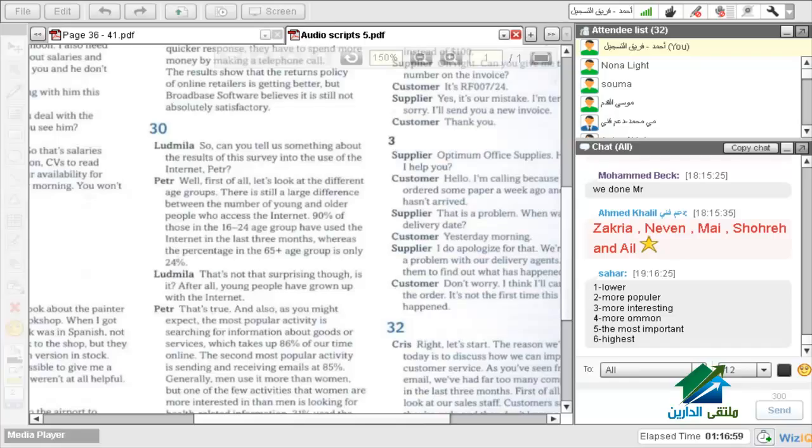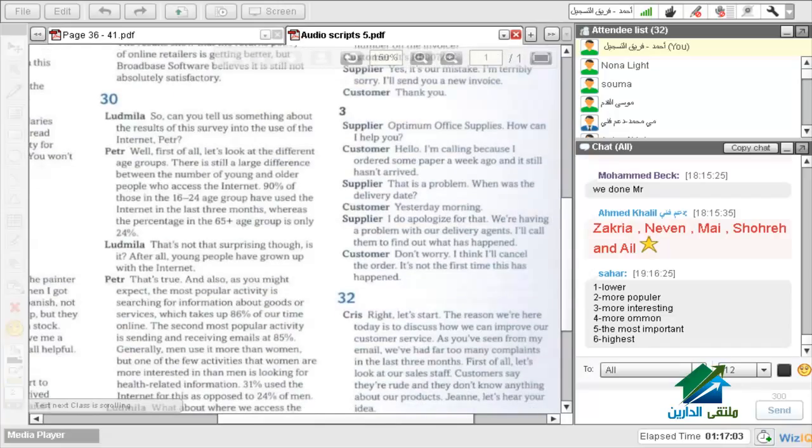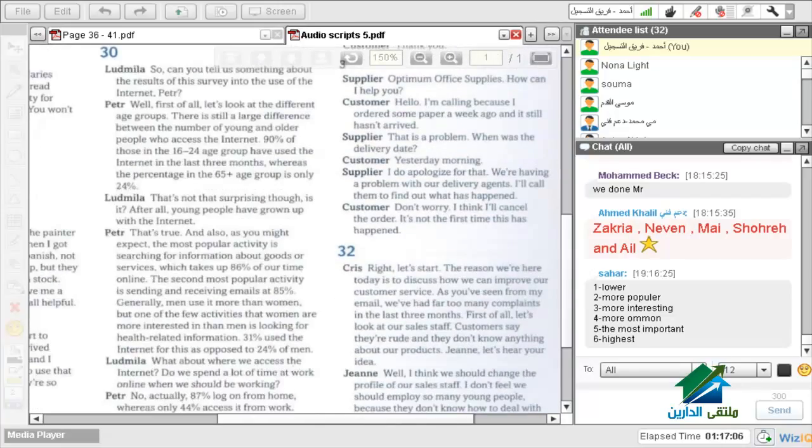The second most popular activity is sending and receiving emails at 85%. Generally, men use it more than women, but one of the few activities that women are more interested in than men is looking for health-related information. 31% use the internet for this as opposed to 24% of men.